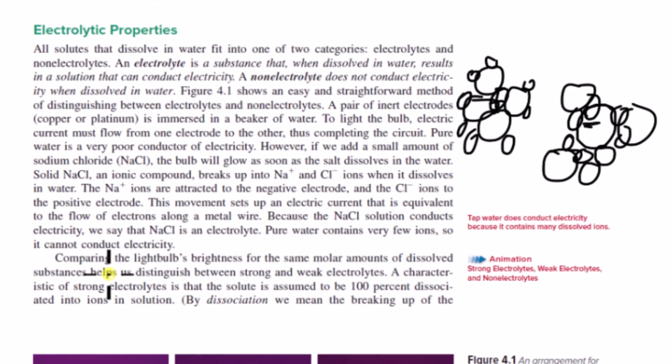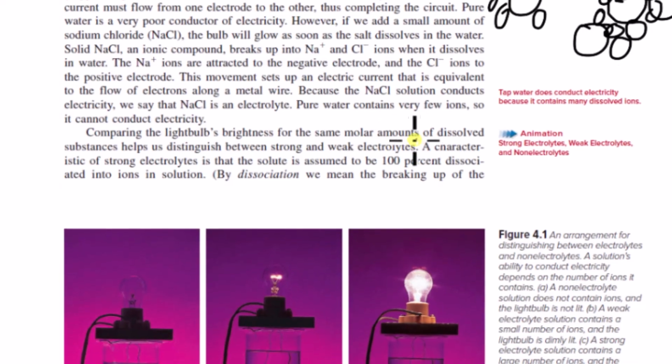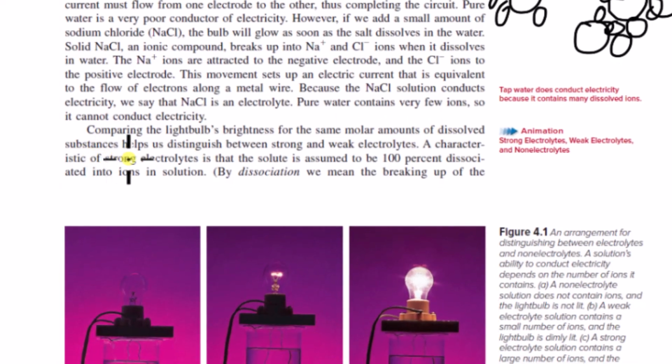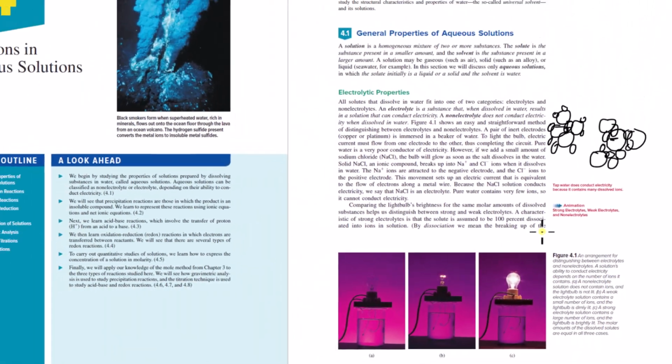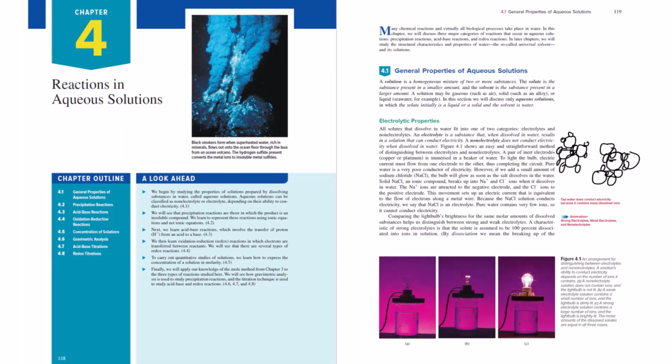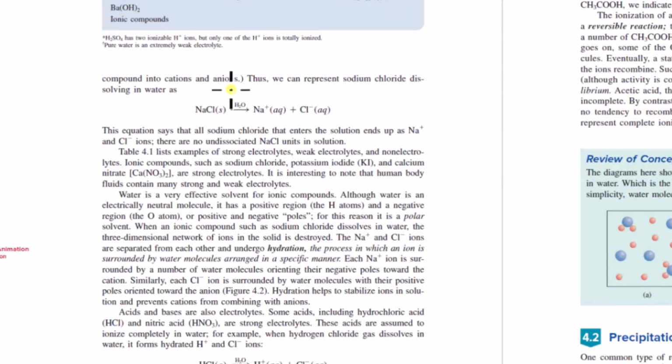Okay, now, comparing the light bulb's brightness for the same molar amounts of dissolved substances helps us distinguish between strong and weak electrolytes. A characteristic of strong electrolytes is that the solute is assumed to be 100% dissociated into ions in solution. By dissociation, we mean the breaking up of the compound into cations and anions.